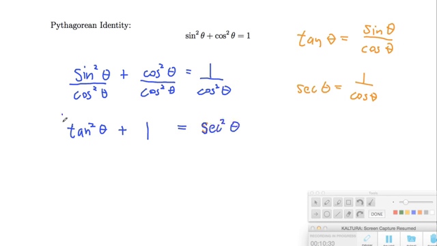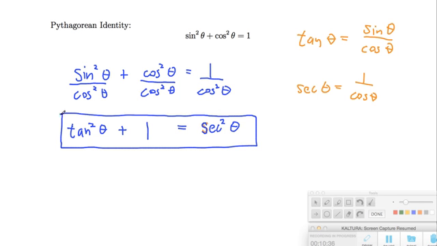So what we've created here is just another identity that could be useful if you need to know something about tangent squared or secant squared. So go ahead and write down that new identity that we just created. I'm going to show you one more. So here we go.